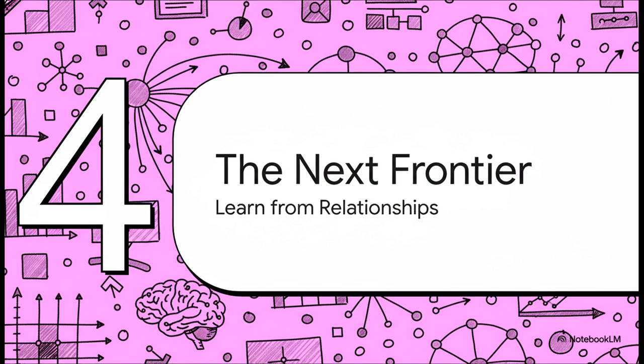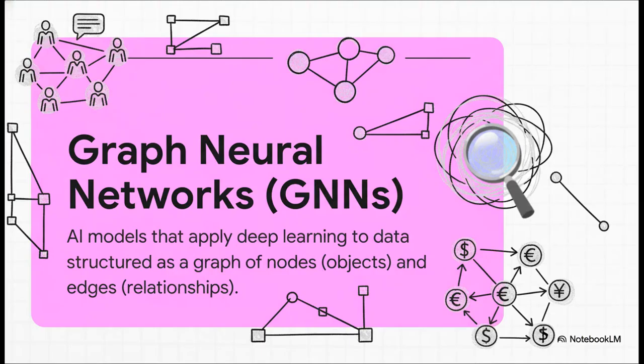Okay, so we've got models that can find trends and models that can classify things into buckets. But what happens when the data isn't just a collection of points, but a whole network? Where the connections between the points are the most important part. Well, that's where things get really interesting. Welcome to the next frontier. This is the domain of what we call graph neural networks, or GNNs for short.